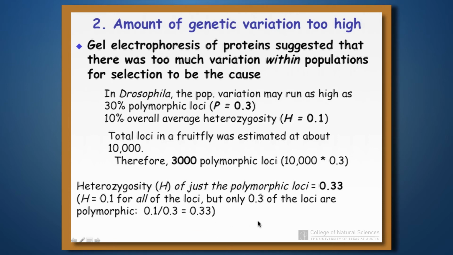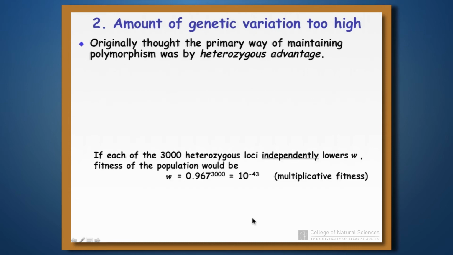All right, why does all this matter? Let's look at the next slide. Here's the big deal. In Kimura's time, it was thought that the only way, or at least the primary way, of maintaining any kind of polymorphism in a population was by heterozygous advantage, or overdominance. Now, you've already learned about heterozygous advantage in an earlier part of the course, so I'm assuming you remember all this.